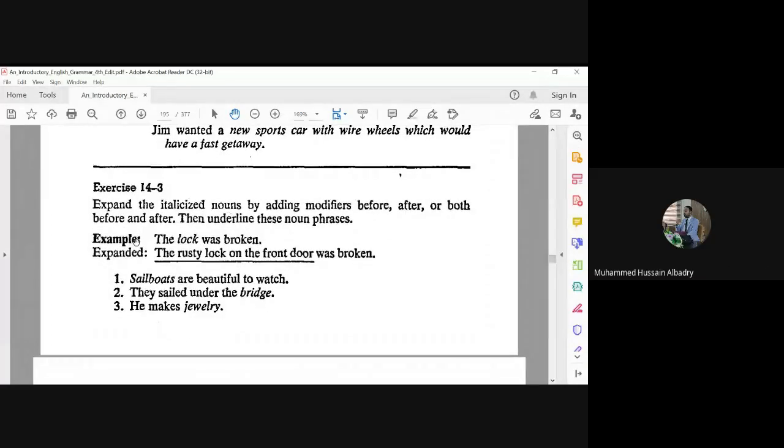It says: expand the italicized nouns. You have italicized nouns, for example, this one, the rock. These are italicized nouns. By adding modifiers, we add modifiers before or after, meaning you add words before, after, or both. Then underline these noun phrases.